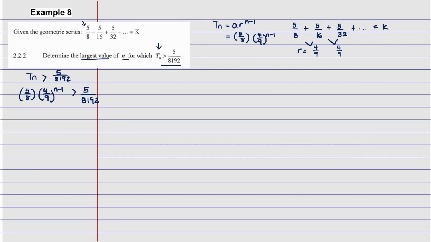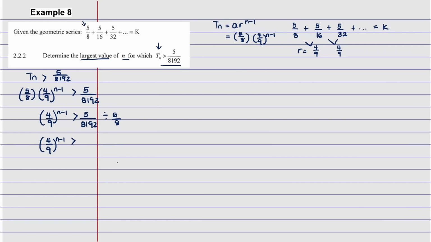So we want this 4 over 9 alone, because the n is in the exponent. So divide both sides by 5 over 8. So it's going to be 4 divided by 9 to the power n minus 1 greater than 5 divided by 8192, then divided by 5 over 8, right? So this is going to be 4 divided by 9 to the power n minus 1, greater than what?